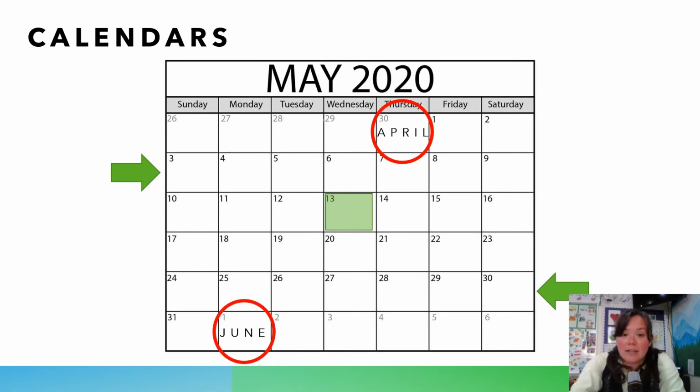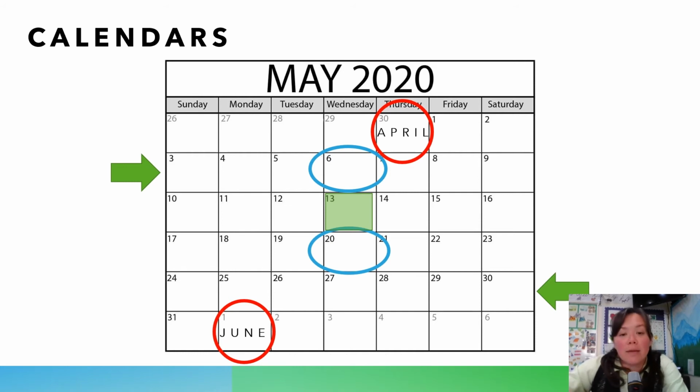Let's go ahead and take a look at this one day here, the 13th of May, okay? And if I want to go a week before the 13th of May, all I need to do is look at the square above it. That is exactly 1 week before the 13th. If I want to look at 1 week after the 13th, I just look below, and that's the 20th.